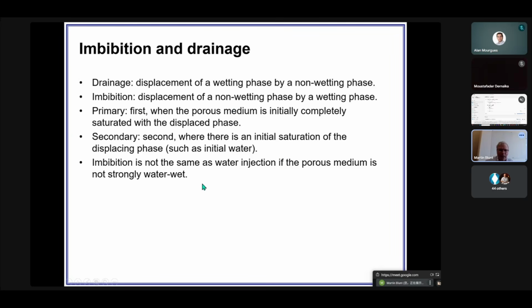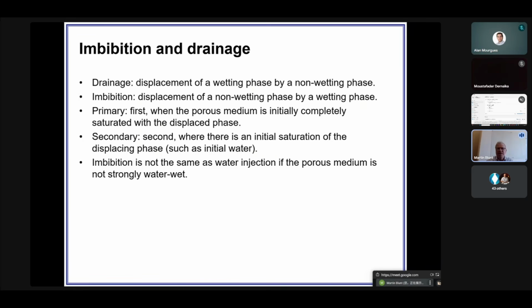Okay, so just a recap before we move on to fluid flow and relative permeability. Drainage is the displacement of wetting phase by a non-wetting phase. Imbibition is the reverse. It's displacement of non-wetting phase by a wetting phase. We use the word primary because the porous medium is initially completely saturated with the displaced phase. So primary drainage, you start off being saturated with water.